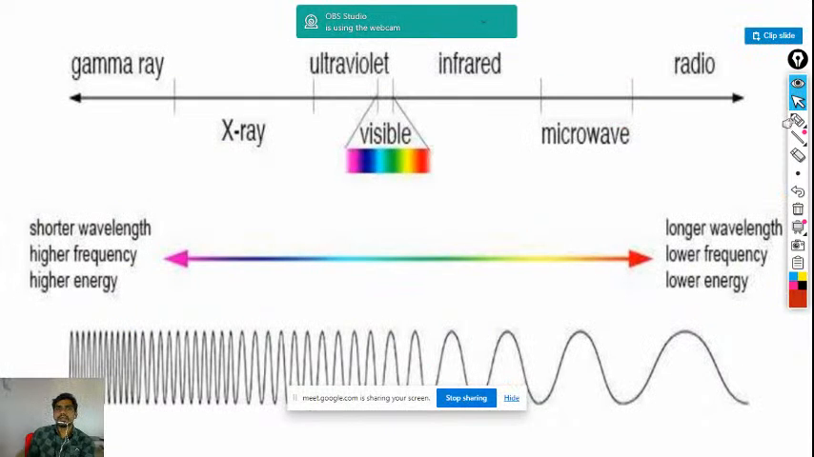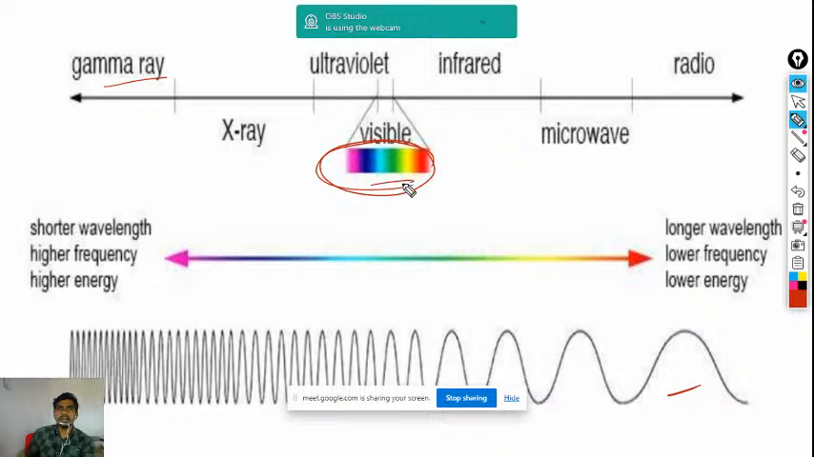Next, this is the pictorial view of the wavelength as well as the different lights. Here is the color light, that is visible light. For radio, wavelength will be highest, for gamma rays wavelength will be least. That's why the distance between two peaks or two troughs is less here. Here the distance between the two troughs or two peaks is high.